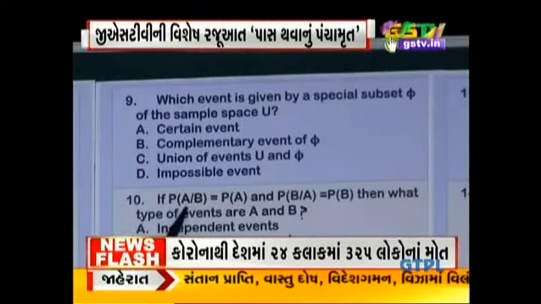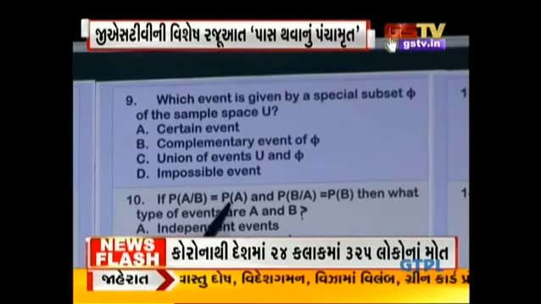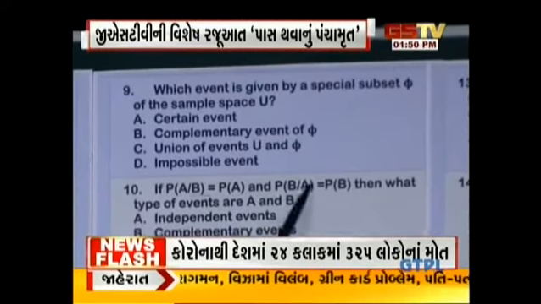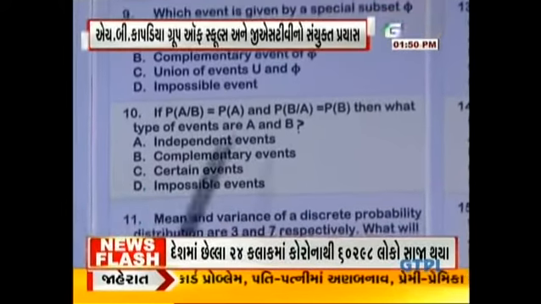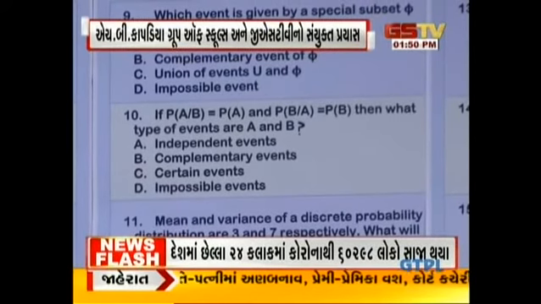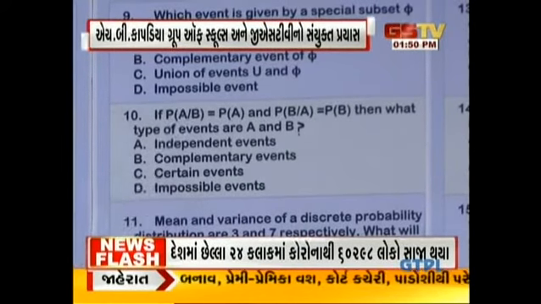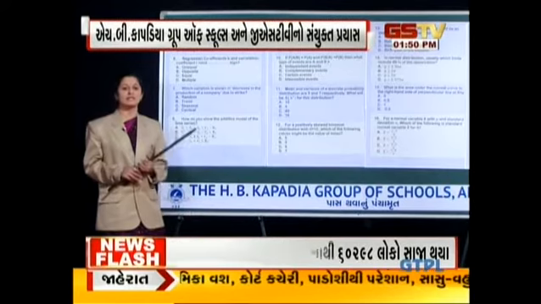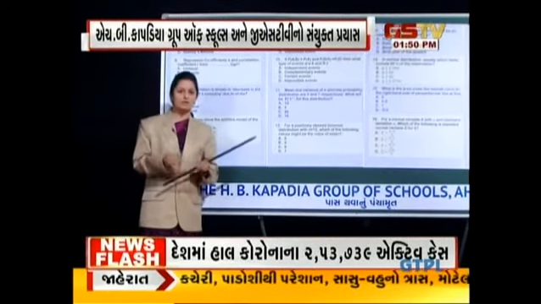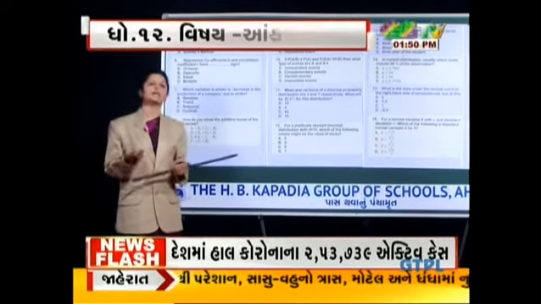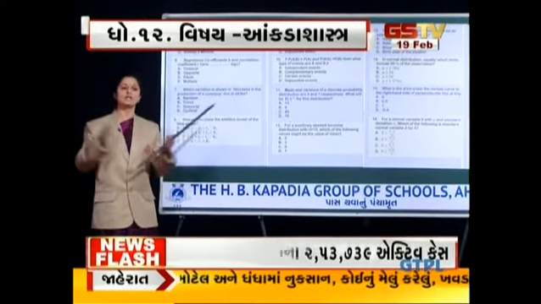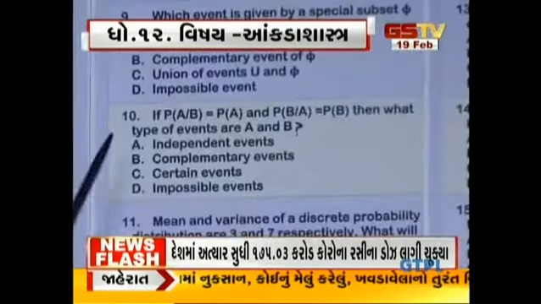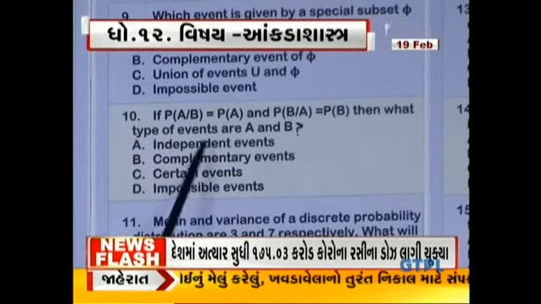Next, P of A intersection B is equal to P of A times P of B, that is, P of B by A is equal to P of B. Then what type of events are A and B? Now can you see here that there are 2 events which may not occur together. For example, tossing a coin and getting both head and tail is not possible, but both the events are different. So these are independent events.